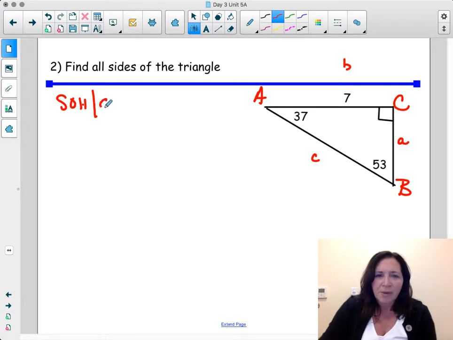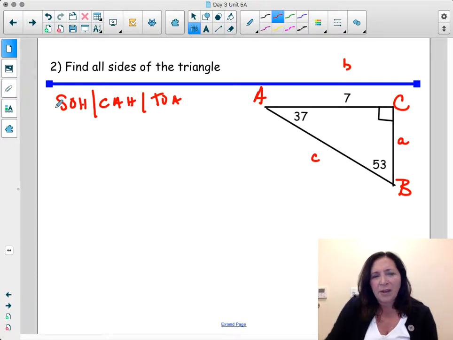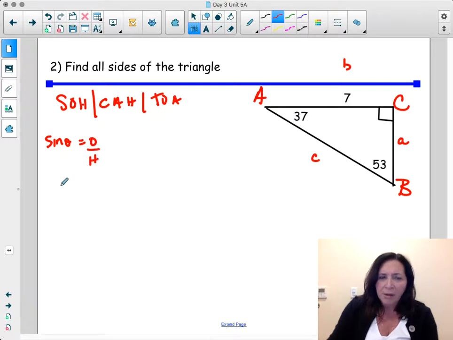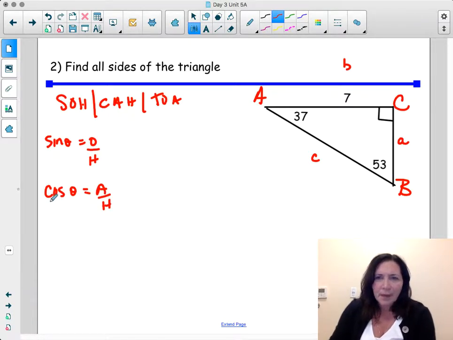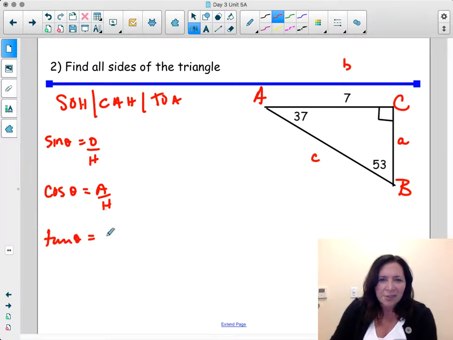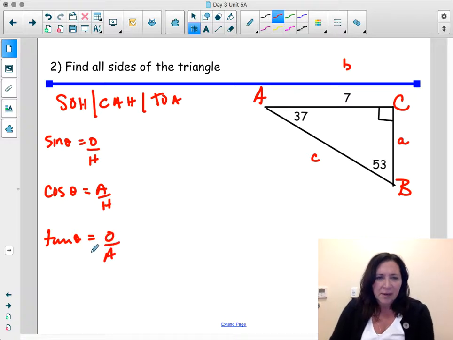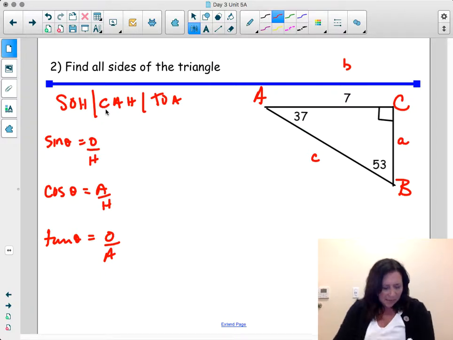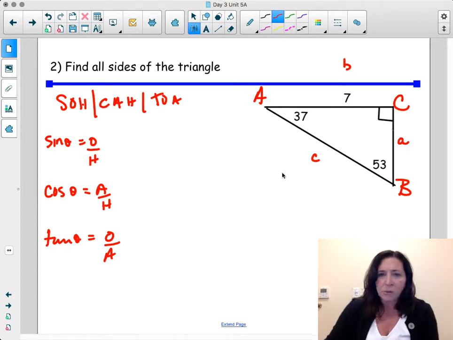So this is what we call SOHCAHTOA. And what the mnemonic stands for is that sine of an angle is equal to the opposite side over the hypotenuse. Cosine of an angle is equal to the adjacent side over the hypotenuse. And tangent of an angle is equal to the opposite side over the adjacent side. So we're going to use one of these to solve this triangle. And when I say solve the triangle, that just means that you're supposed to find all the sides and all the angles, but we already have the angles, so we're good.